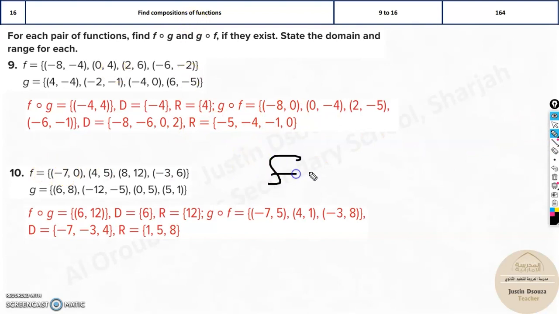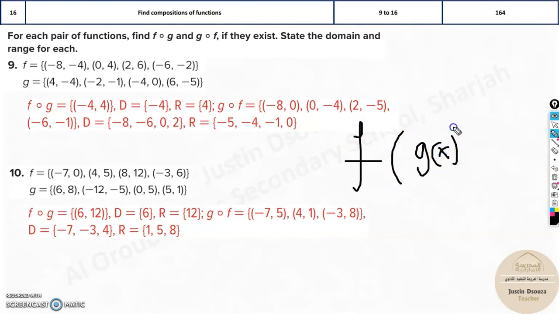If it is function f of g of x, so what happens is the domain will be whatever x values of g. So the function f of g of x, right? The domain is all the x values of g, but provided they must exist. Now g x 6, minus 12, 0, 5. Now over here these do not exist, so we are not considering. Only 6 exists. 6 and 8, 8 is 12. So that is the answer.